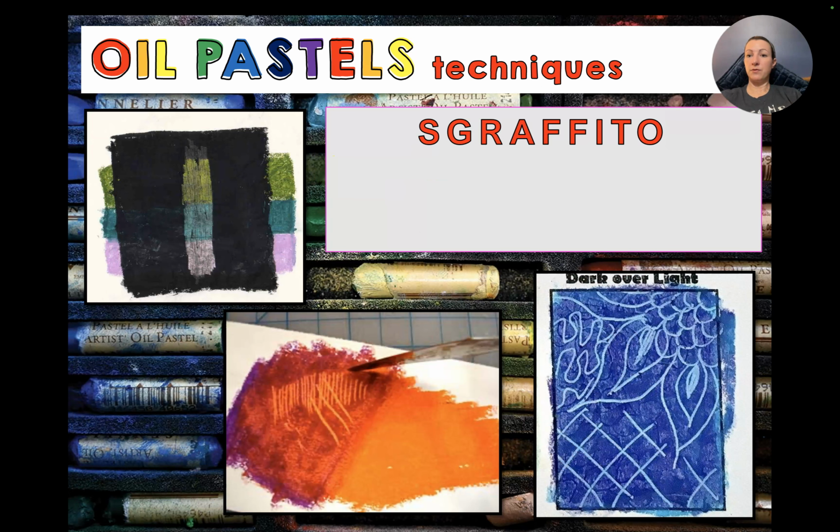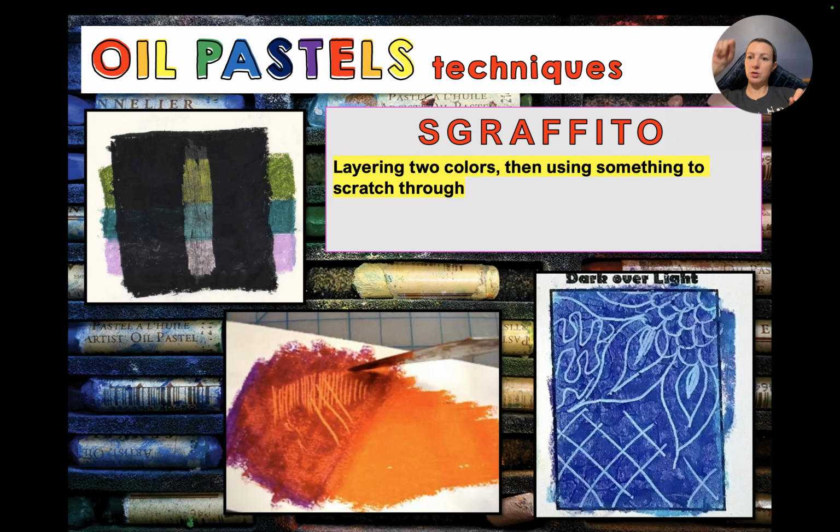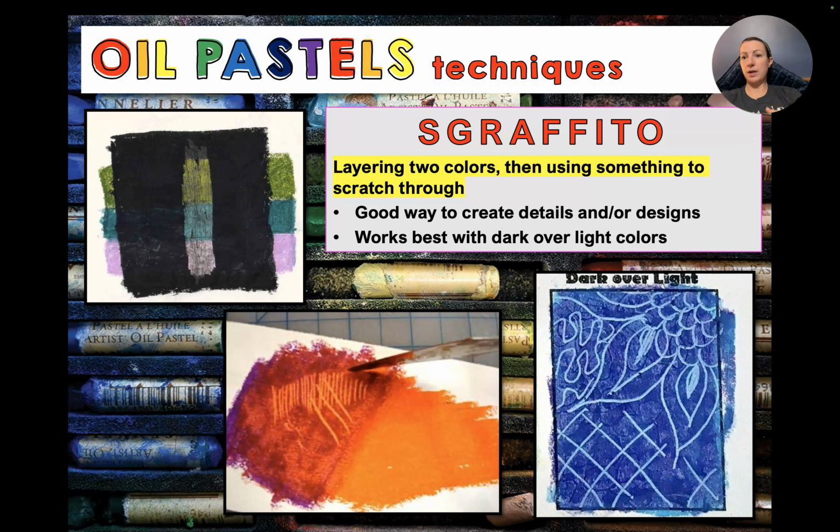We also have sgraffito. So you're going to layer two colors, then you use something to scratch through. You could layer colors and then black, or you can layer a light color with a dark over it. You can see in that image down there, they're using a palette knife to scratch out. So this is something that's really good to create details or designs in your work. And it works best with dark over light, although you can always try light over dark.